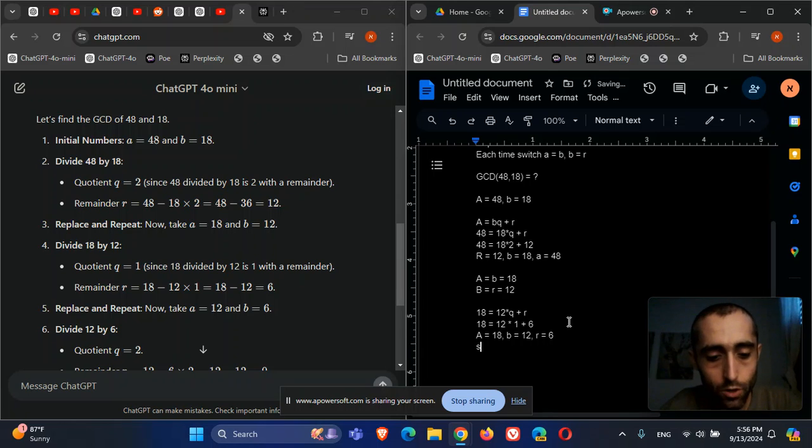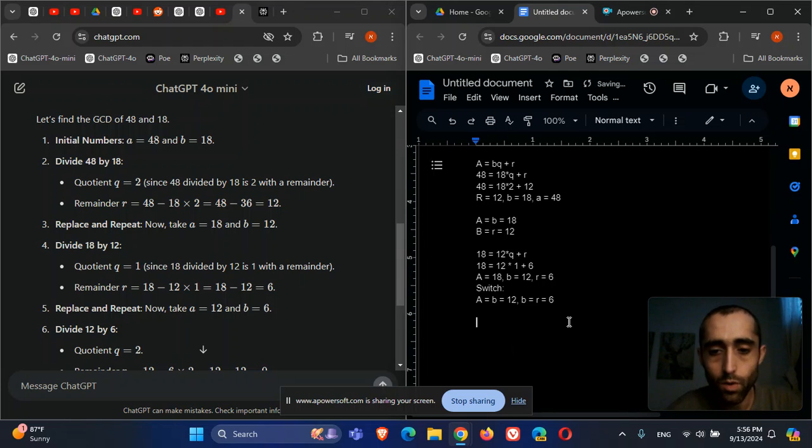Now we do the switch. So a equals 12, b equals 6, and we continue because the remainder is not 0. So 12 equals 6 times q plus r. Now q should be 2 and r gets 0. So we got to a place where r is 0.